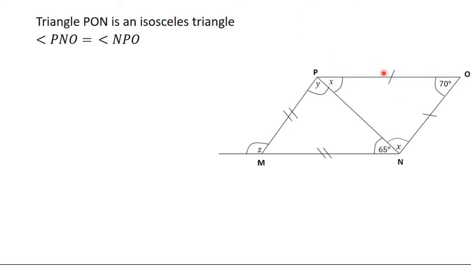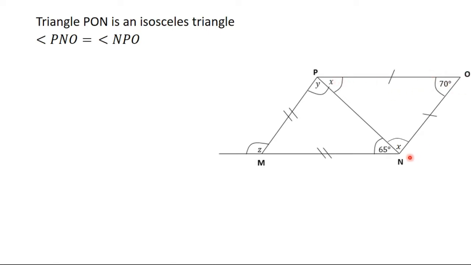So here we have seen that triangle PON is an isosceles triangle. We know the properties of an isosceles triangle: two sides are equal, and the angles formed at the base of those two sides are also equal. So if this angle is S, because PON is an isosceles triangle, this angle will also be S. I hope that is clear. So we have S here, we have S here, we have 70 degrees.